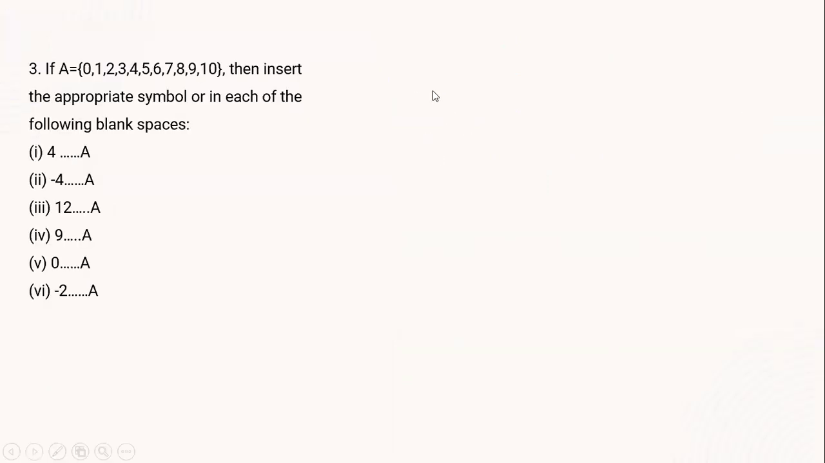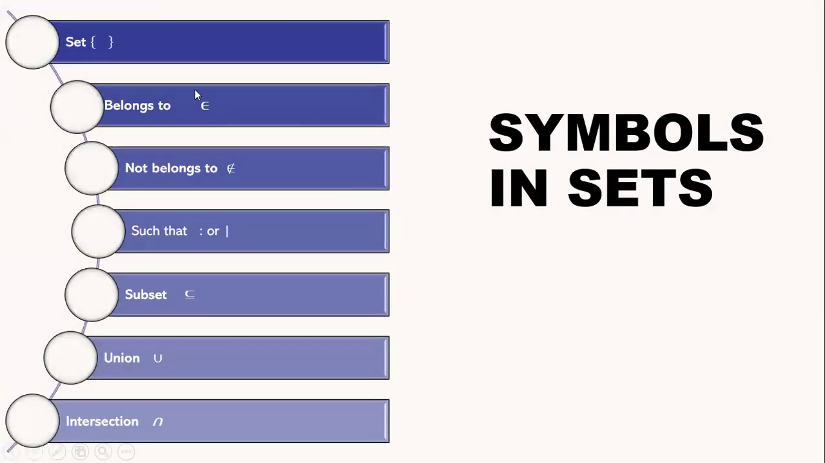Now there is a small question for you. If A is this set, 1, 2, 3, 4, 5, 6, 7, 8, 9, 10, meaning a collection of numbers, then you have to fill in the appropriate symbol from the previous symbols. So before starting, we have to understand the meaning of the symbols. The first symbol we have covered is the opening and closing part of the set.